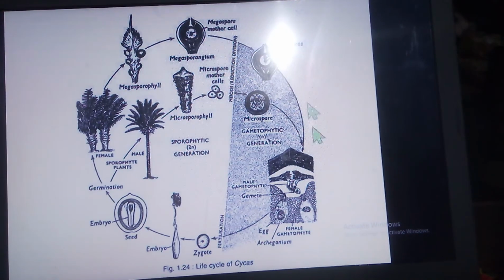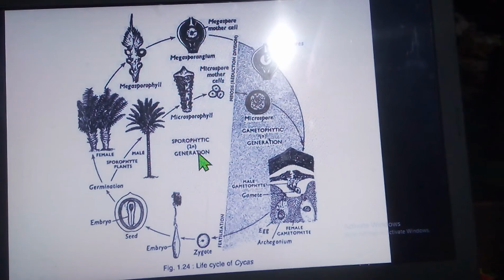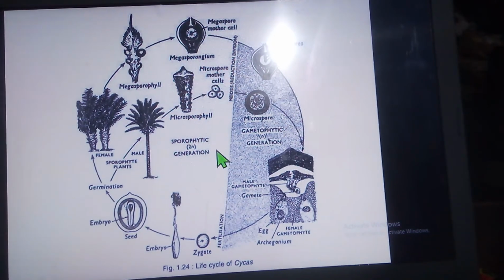So if we take a look at the overall life cycle of Cycas, it actually has two phases. That is, we call it a sporophytic generation, and one more thing here, a gametophytic generation. We have two generations. How? Because here, if you take a look at the zygote, first we have a male and a female gametophyte.